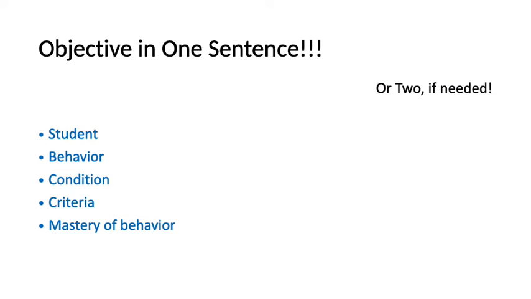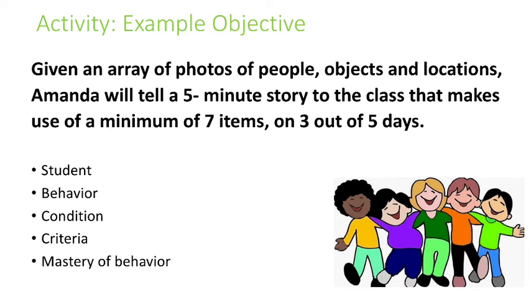When you develop your objective, the 5 elements should be in one objective. That's very ideal. Student, behavior, condition, criteria, and mastery of behavior should be in one sentence. Okay? Now I'm going to show you a good example objective, and we are going to identify where each element is located. Now, let's take a look at the good example.